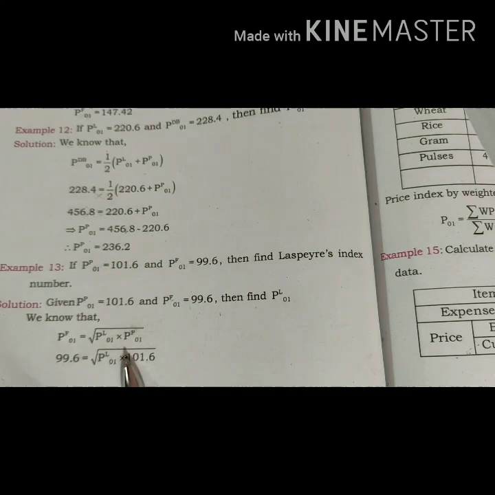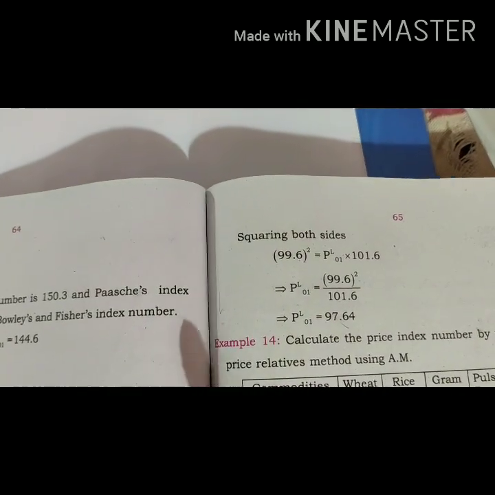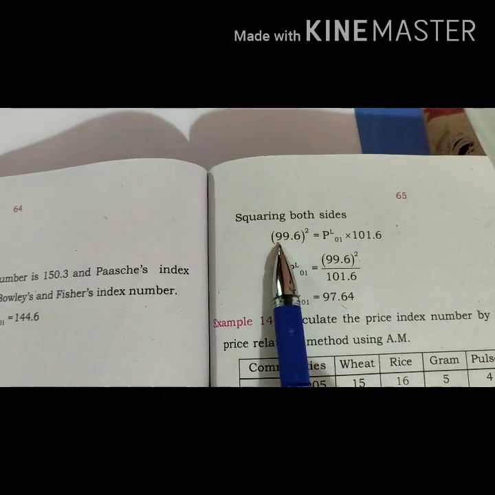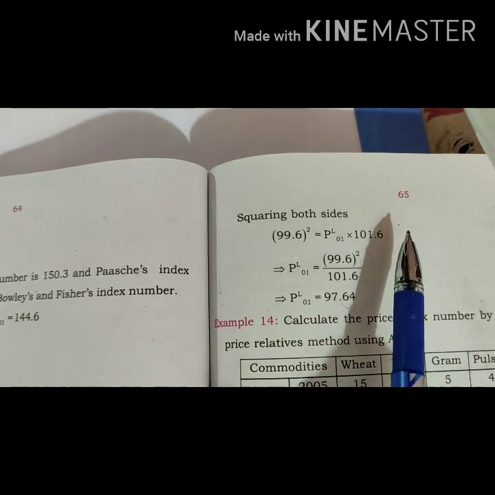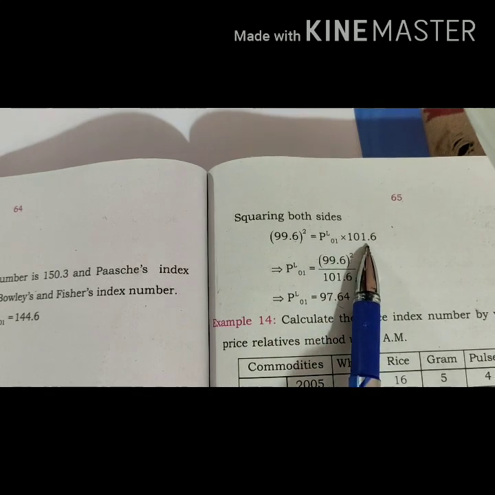See now here, dear students, there is a square root and within the square root there is one unknown term. So first we need to remove this square root. How to remove this square root? The next step is to square on both sides. So squaring on both sides, it is 99.6 the whole square, which is equal to the square root of the whole square, which cancels and is directly written as Laspeyres into 101.6.